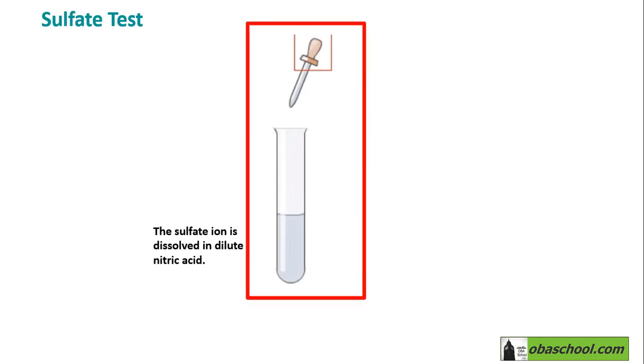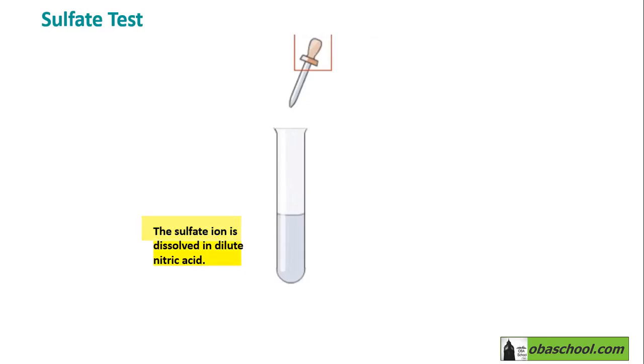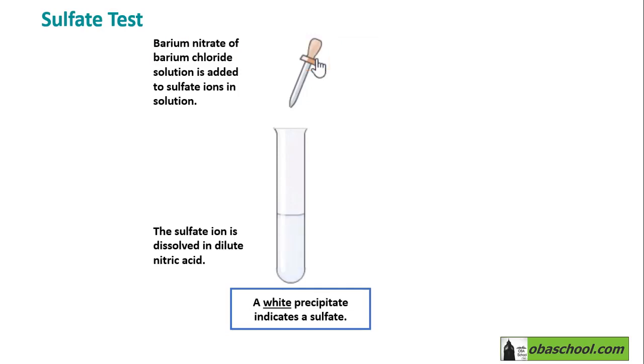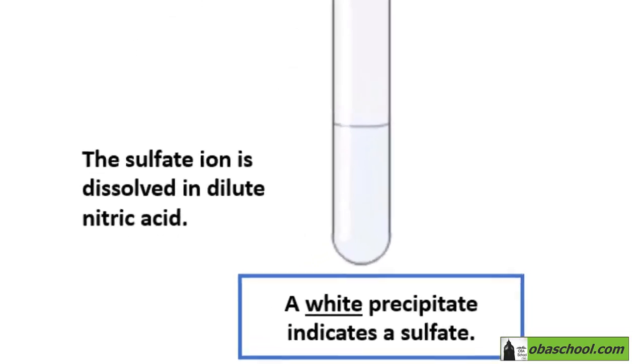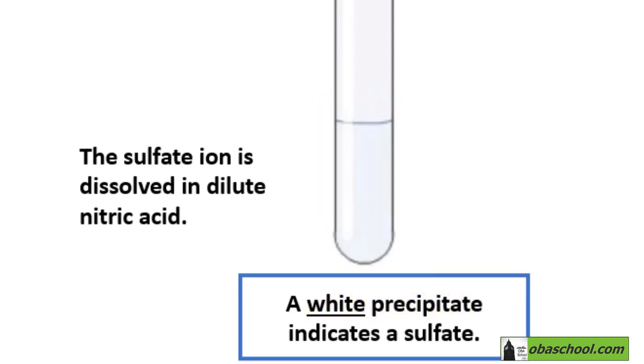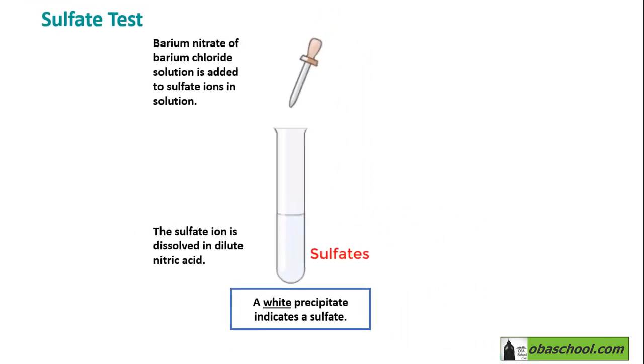In this tube, we already added the sulfate ion, which is dissolved in nitric acid solution, and we are going to add, using this small pipette, barium nitrate or barium chloride in order to test for the sulfate ion, and let's see what we're gonna observe. Here they are adding the barium nitrate or the barium chloride, and if you observe here, there was a white precipitate that was formed. So a white precipitate indicates the presence of sulfate ions in a solution.